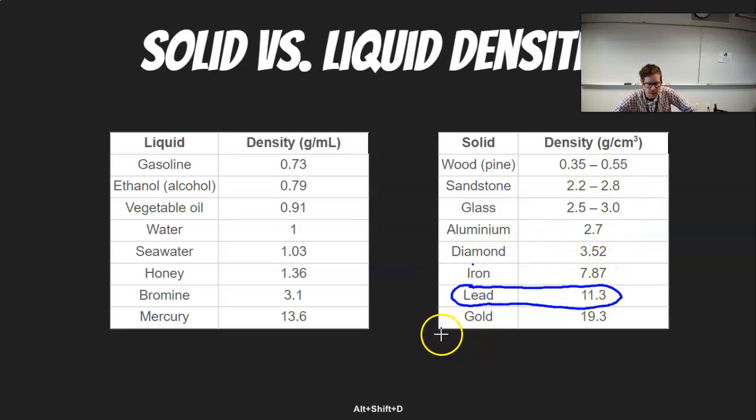But liquid lead has a density of 10.6, and we use grams per milliliter because it's a liquid. So the density of solid lead is greater than the density of liquid lead, right?